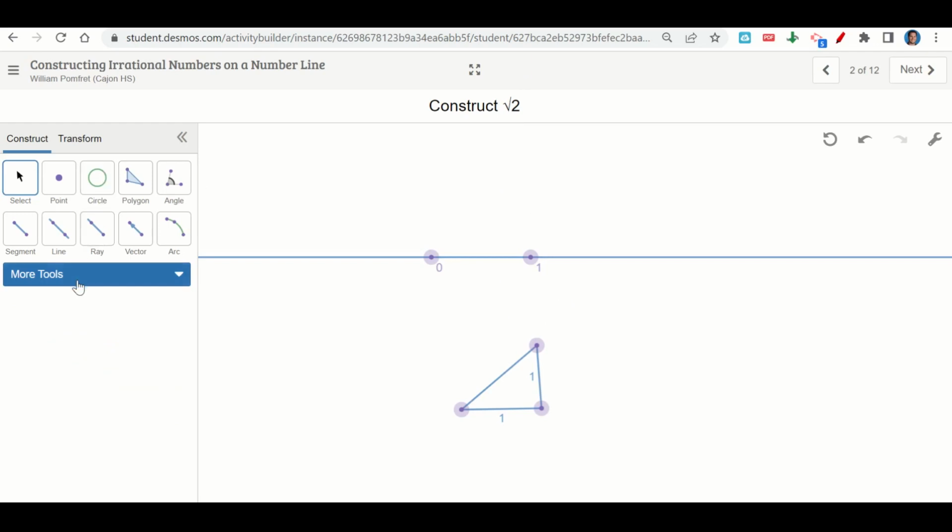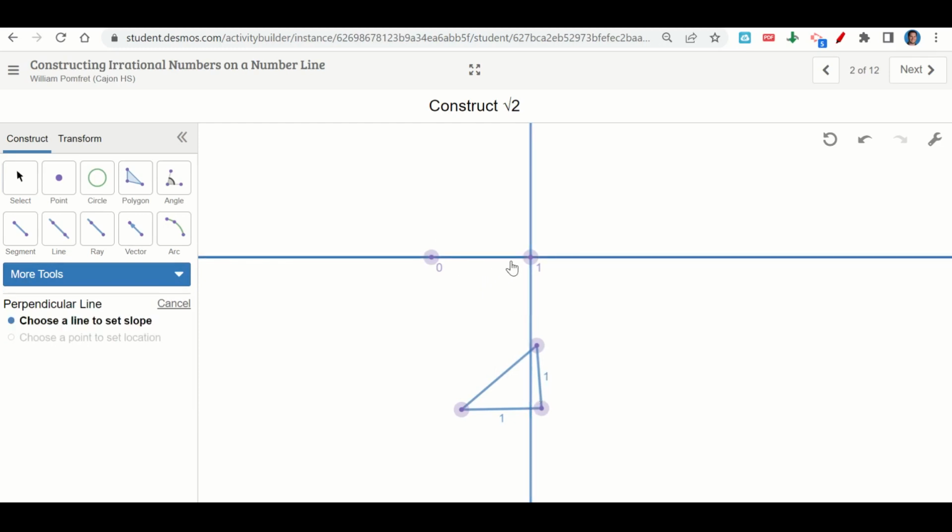So what I'm going to do is I'm going to use a perpendicular line, and I want it to go from here and pass through 1. So that creates my right angle, which I have here. Now this side is 1. If I can make this side 1 also, then wherever this connects to this point on the circle, that's square root of 2. So let's go ahead and do that.